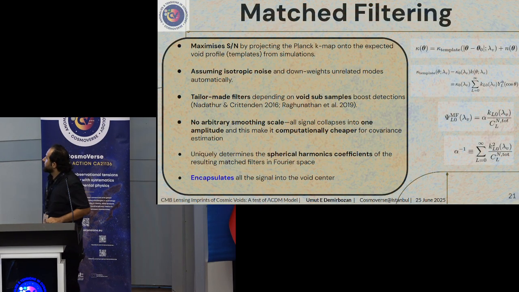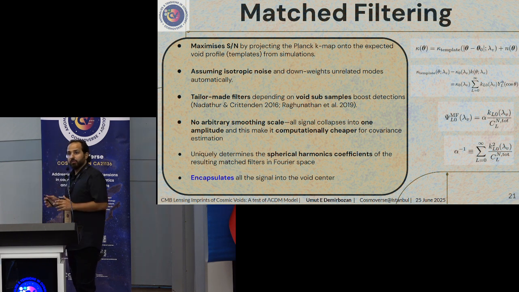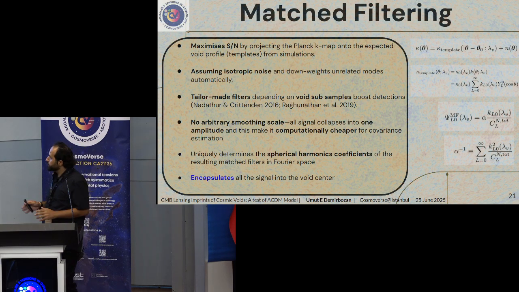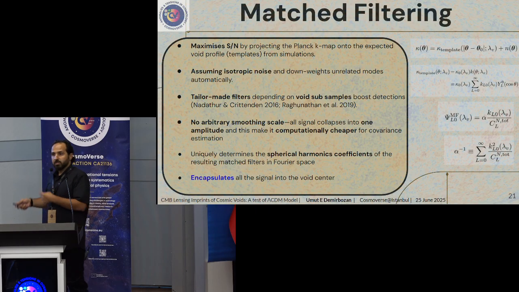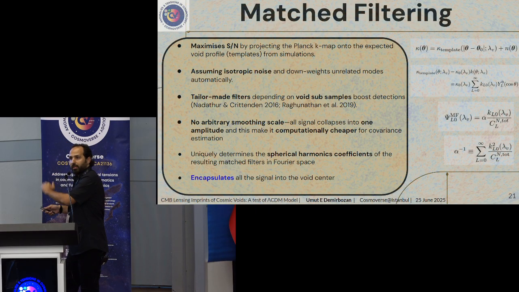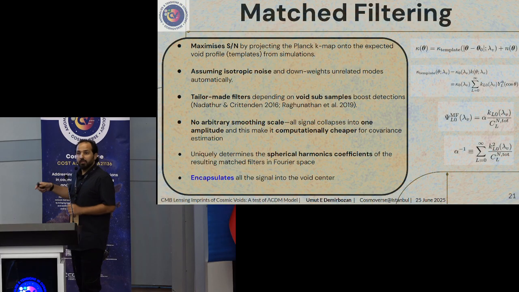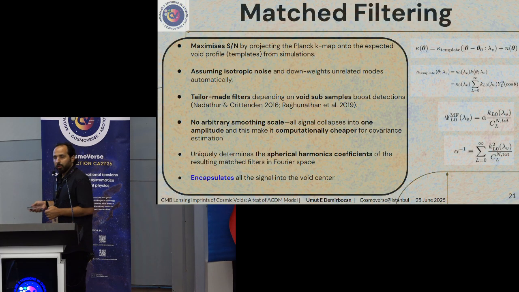The matched filter maximizes signal to noise. In layman's terms, you basically look for the signal that you expect. You calibrate it from simulation. So there is no arbitrary smoothing scale. We do not use any Gaussian scale. It uniquely determines the spherical harmonics based on the function that you're expecting, your template. And it encapsulates all the signal into the void center. So that means it's also a computationally cheap algorithm.